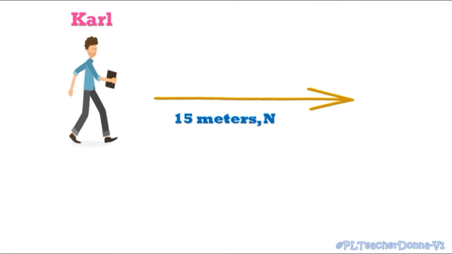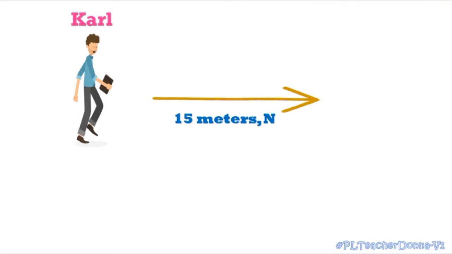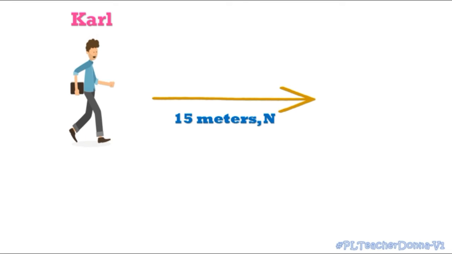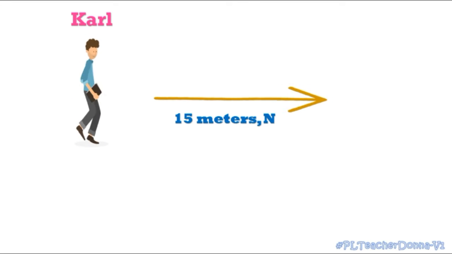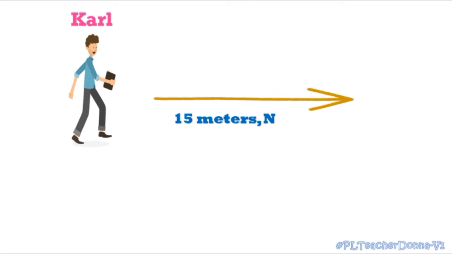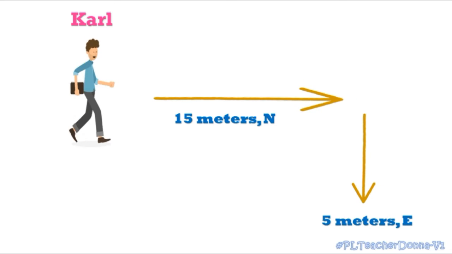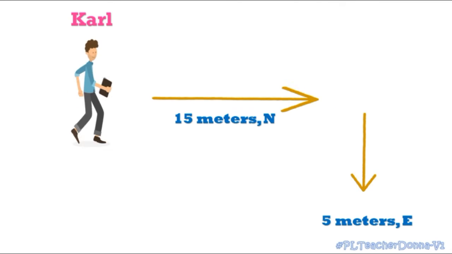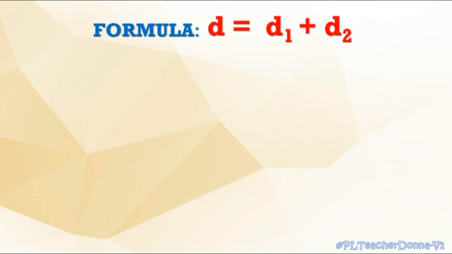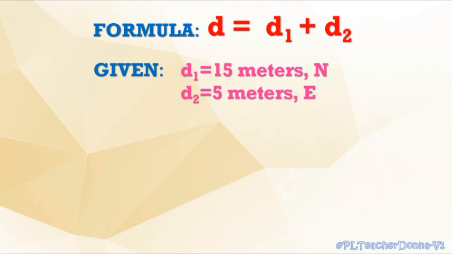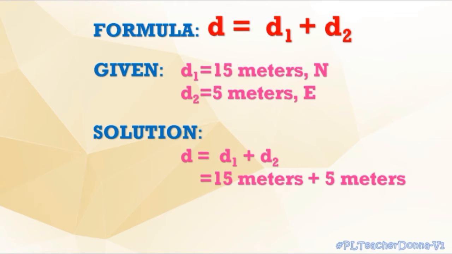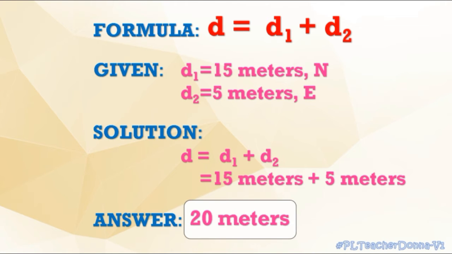Another example. Carl moved 15 meters north and moved 5 meters east. What is Carl's total displacement? Carl traveled in an adjacent direction, so we will use the formula d is equal to d1 plus d2 this time. The given are 15 meters for d1 and 5 meters for d2. We substitute: 15 meters plus 5 meters is 20 meters.